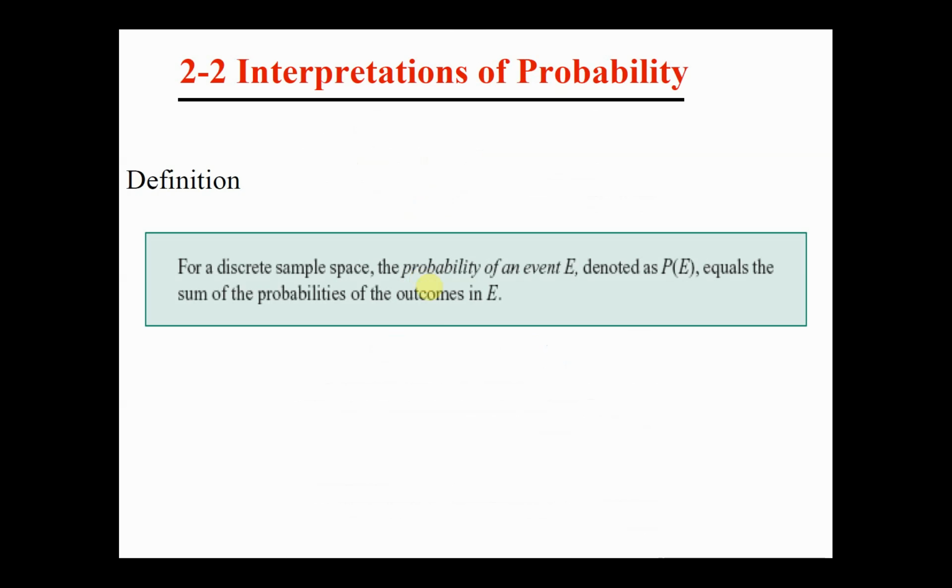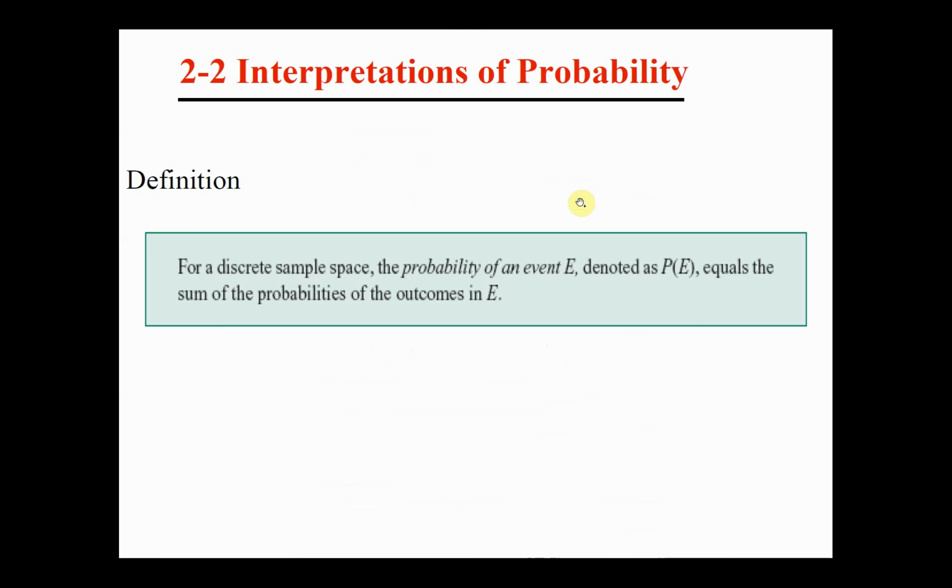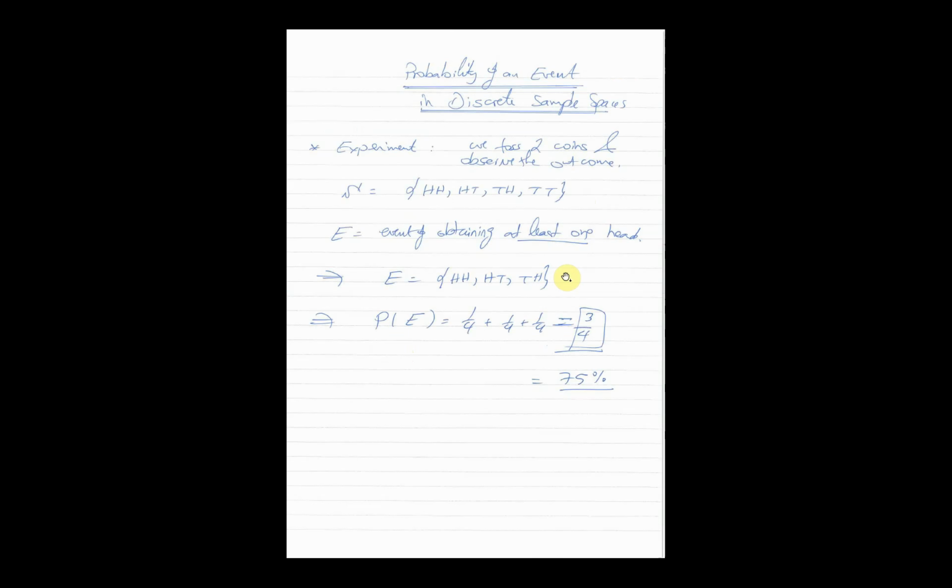Let's take it a step further. We have seen some examples in which we talk about the probability of outcomes in a sample space. What is the probability of head-head? It is 1 over 4. What is the probability of getting a 6 if you roll a die? It is 1 over 6. Can we also talk about the probability of an event? Let's try to remember the event.